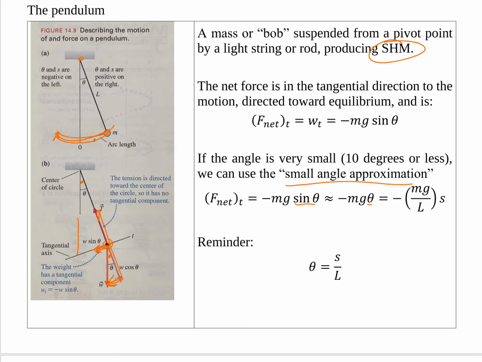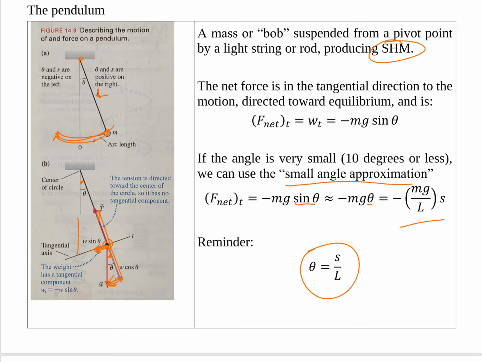Okay. Now, also remember that theta is equal to the arc length divided by the length of the radius. So theta equals arc length S over L, where L is the length of the string. Then we can swap out the theta with S over L, and we get this equation here: F net is equal to negative mg over L times the arc length. Okay, so it will just depend on the information that they give you.